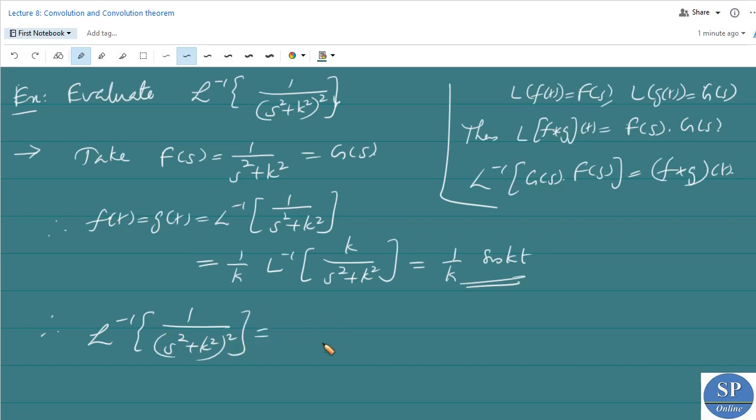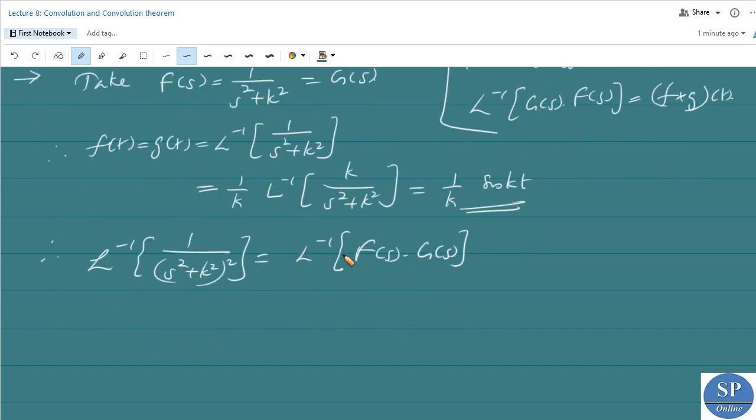And the L inverse of 1 by s square plus k square is what we need to find. So this is equal to L inverse of F(s) into G(s), where F(s) is equal to 1 by s square plus k square and G(s) equal to 1 by s square plus k square. So by the convolution theorem we have L inverse of F(s) into G(s) is equal to f star g, or f(t) star g(t).